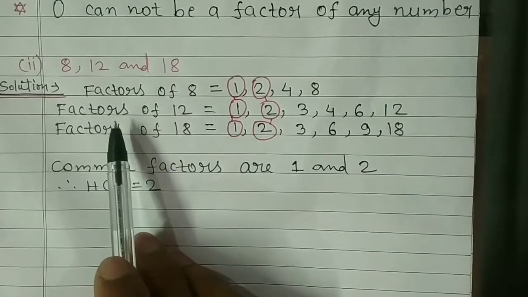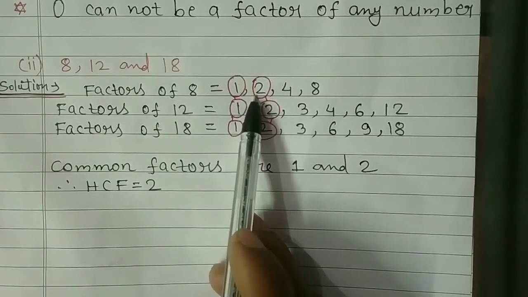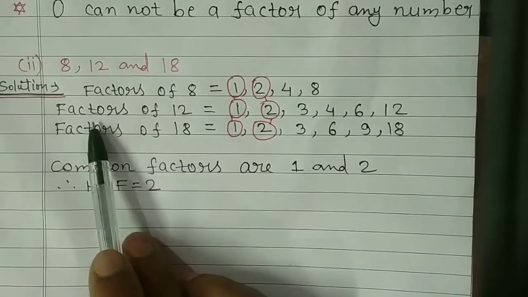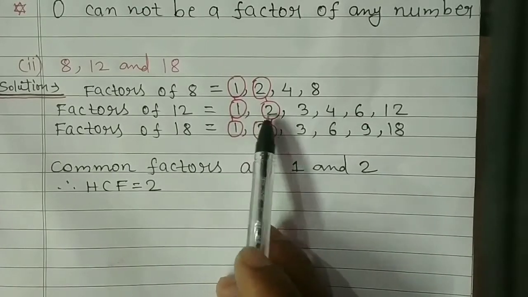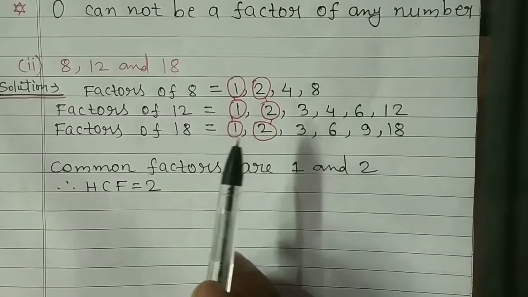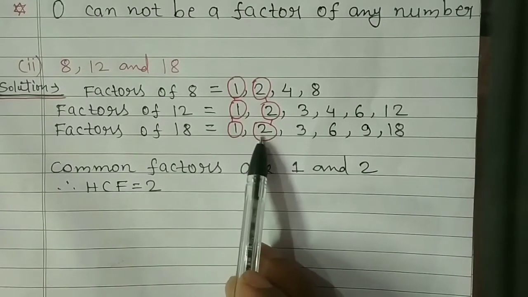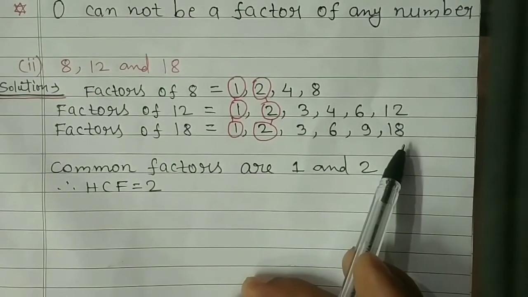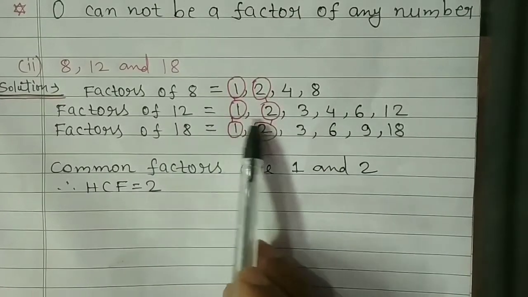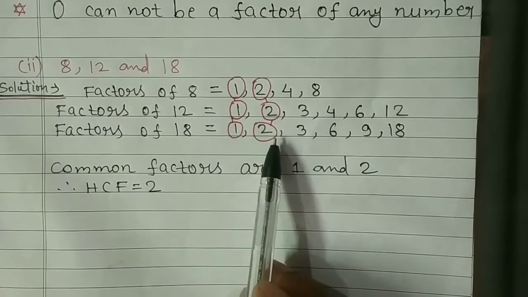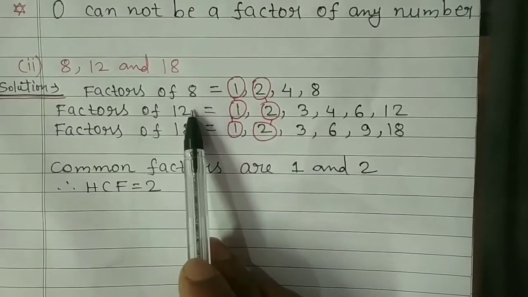Okay? So, I have written here, all the factors of 8 equal to 1, 2, 4, 8. Clear? Now, I have written factors of 12, and all the factors of 12 are 1, 2, 3, 4, 6, 12. Now, all the factors of 18, and these are 1, 2, 3, 6, 9, 18. Now, we have written all the factors of 8 here, all the factors of 12 here and all the factors of 18 here. Okay? Now, we are going to find what are the common factors of all these three numbers.